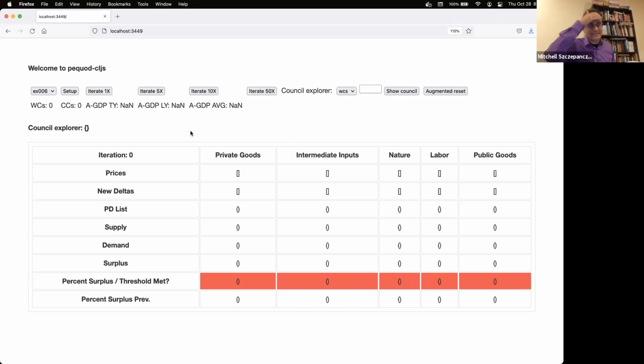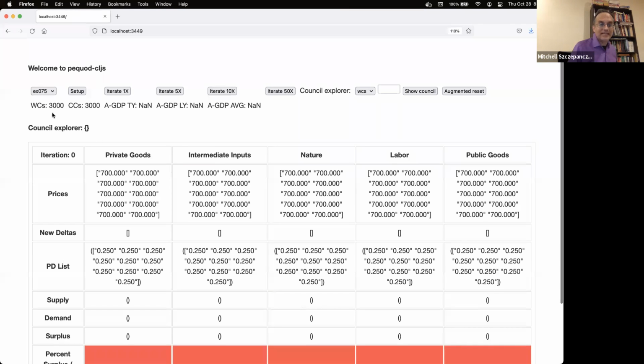So this is pquad CLJS. I am now going to load an experiment. So here's an experiment. I've loaded it in, and I can now load in with the setup button, loading in 3,000 worker councils and 3,000 consumer councils. Here are the operations for iterating once, 5 times, 10 times, and 50 times. Here's that turtle explorer I mentioned. You can put in an ID and you can see the given stats regarding the explorer. The output would be returned here. You would push the show console to do that.